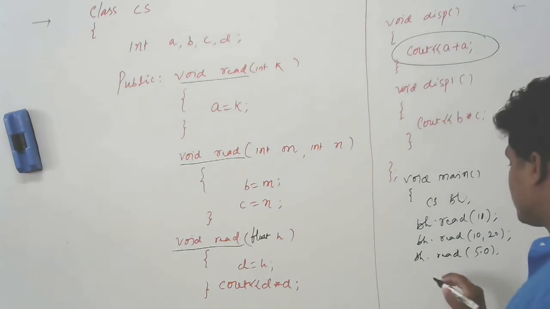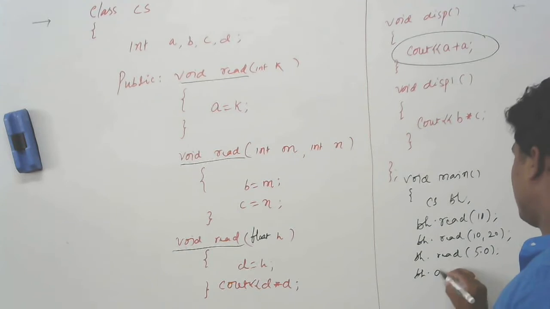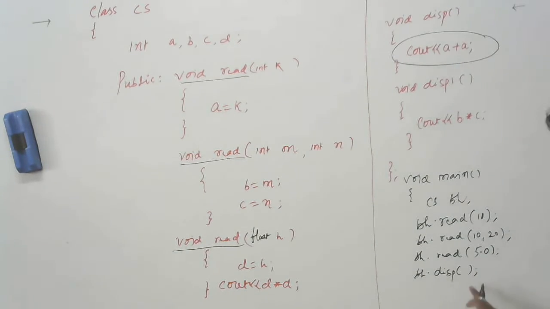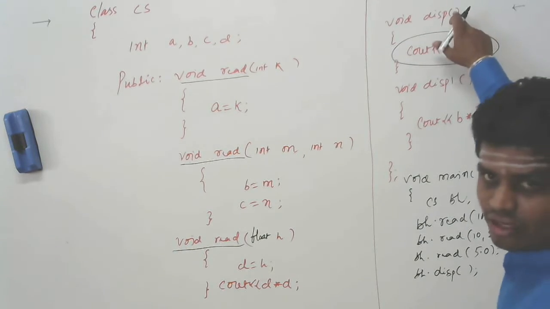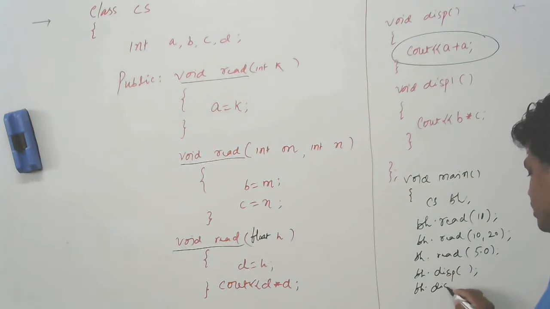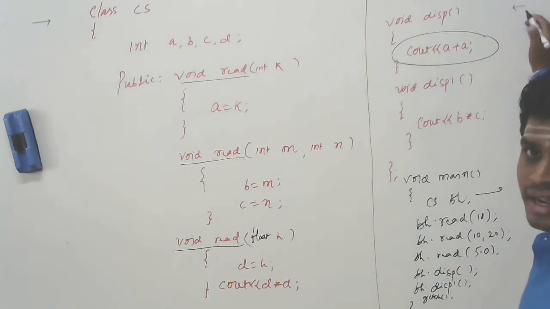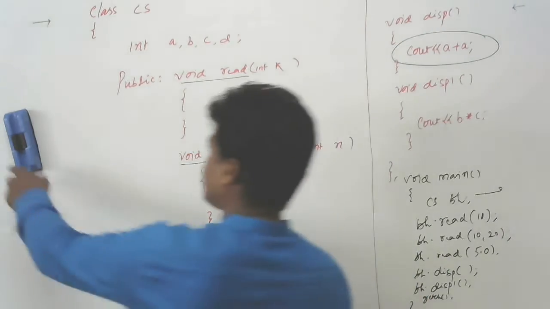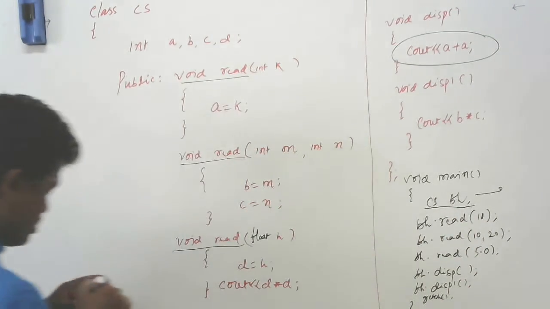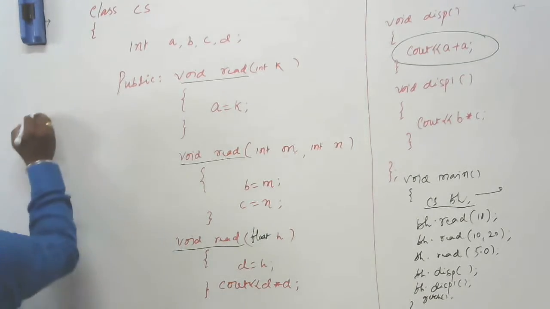Then call the 2 more member functions also. BH dot disp. You can have any name. No argument, no value. If you define any argument, then you are supposed to pass the value. So here again one more function, bh.disp1, close the program. When the compiler comes here, it will create the memory block. It will go to the main block. When the compiler comes to a particular block, the compiler will create the memory block for the class.